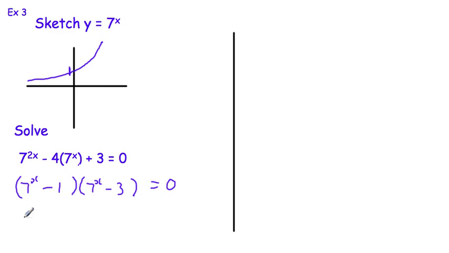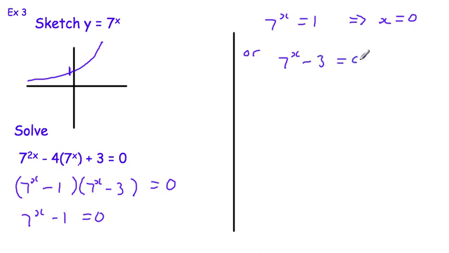So either the first bracket is 0, in which case 7 to the power x is equal to 1, and that implies that x equals 0 because 7 to the 0 is 1. Or 7 to the power x minus 3 equals 0, so 7 to the power x is equal to 3.